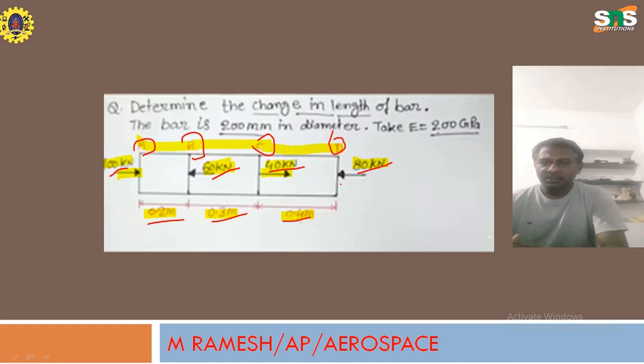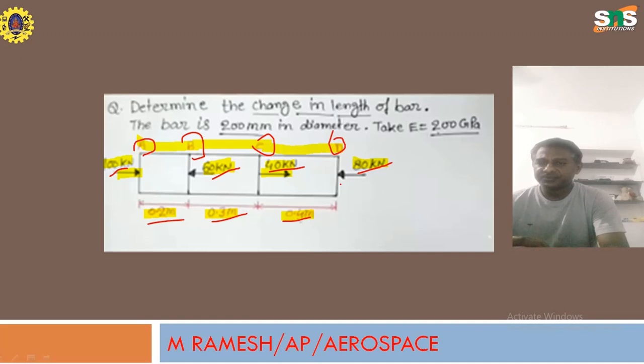To solve this problem, before that we have to do one thing: check whether the problem is solvable or not. How do we identify that the problem is solvable? The bar should be in equilibrium condition, so the net effect of forces, the sum of forces, must be equal to 0.